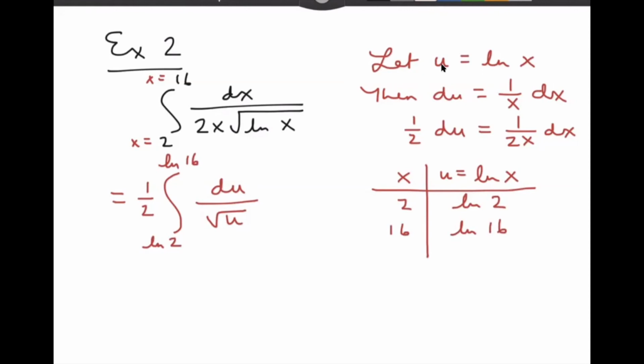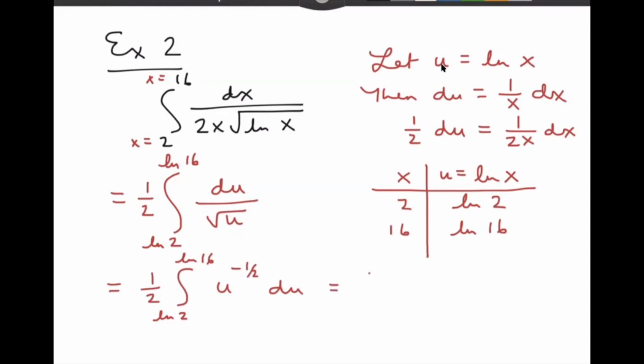So how do you integrate du over the square root of u? Well, that's something you learned in Calc 1. All right, please don't tell me that that's natural log square root of u. It is not. All right, what you want to do with this is rewrite it as u to the negative 1/2 du, and then use the so-called backwards power rule.